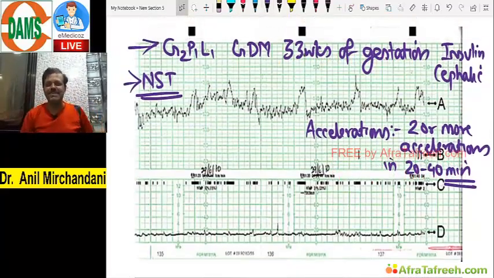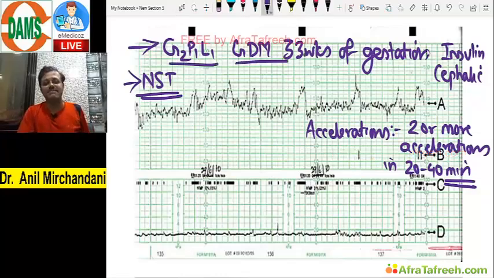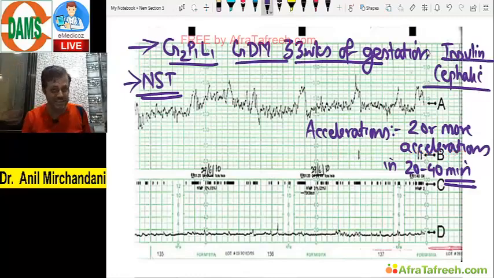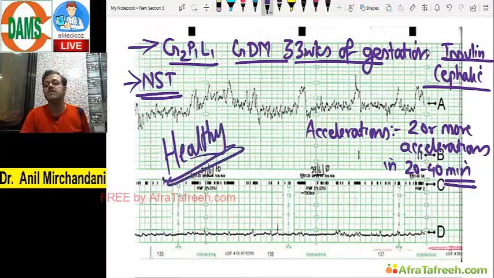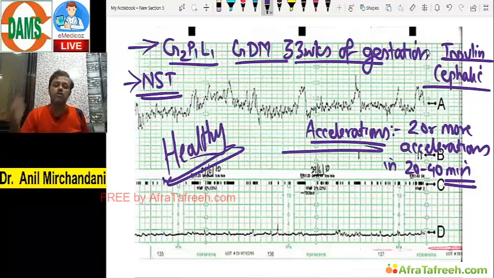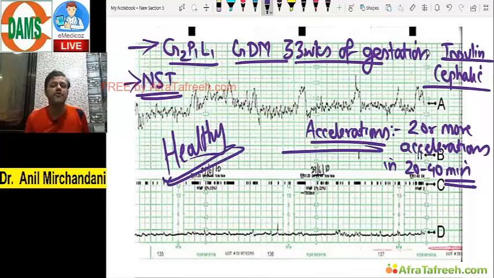Concentrate on good things. This is gravida 2, para 1, living 1, GDM patient, 33 weeks of gestation, insulin therapy going on, cephalic presentation. This is NST. Can I label this as a healthy baby? Yes, the baby is healthy. The reason is there are 2 or more accelerations in 20 to 40 minutes. You are seeing so many accelerations in 20 to 40 minutes.